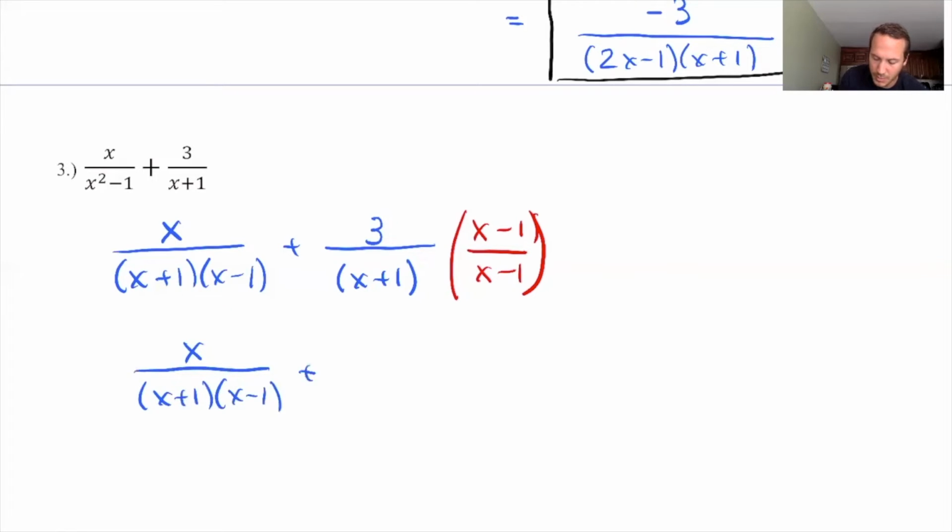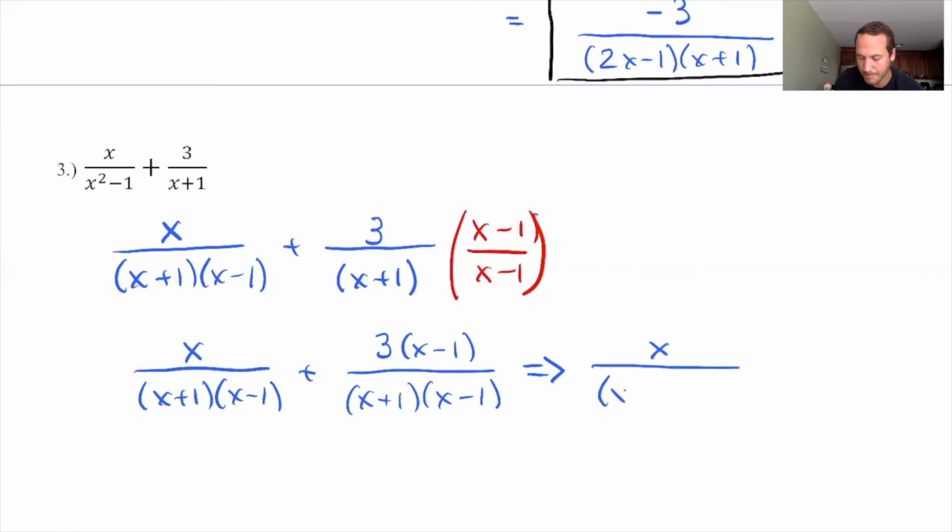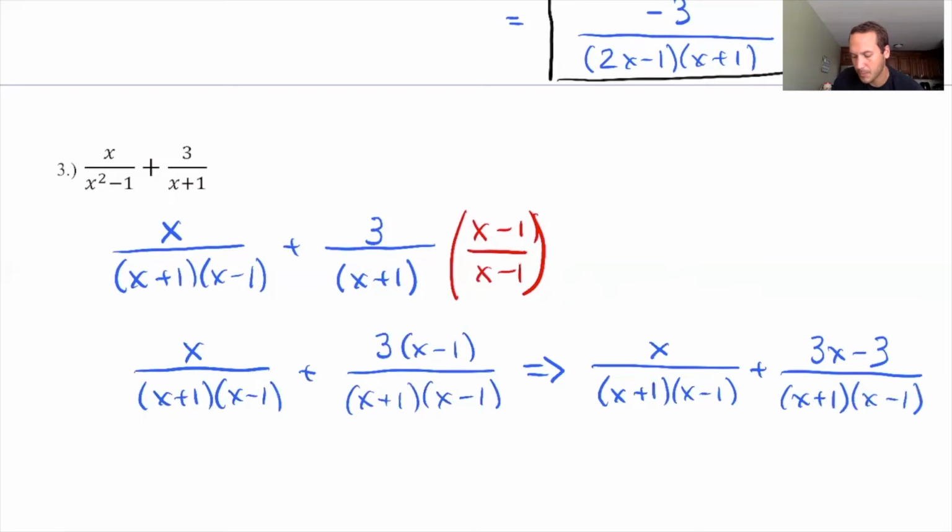The right fraction becomes 3 times x minus 1 over x plus 1, x minus 1, which I'm just going to rewrite one more time: x plus 1, x minus 1, plus 3x minus 3 over x plus 1, x minus 1. So basically all I did, everyone, was I just distributed this right here. Okay. Now from there, are those denominators exactly the same?